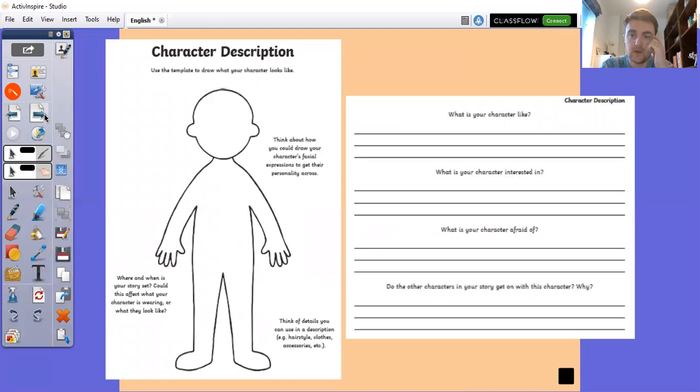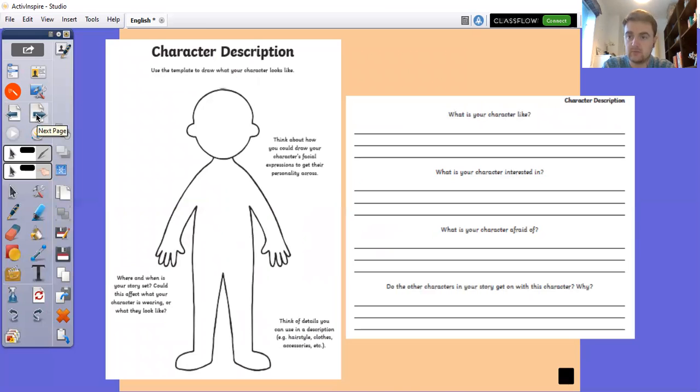And then for this one, what is your character like? What is your character interested in? What is your character afraid of? Do the other characters in your story get on with this character, and why? So that links to their personality as well. And especially if you've got more than one character, that's a really effective way that you can show that relationship.